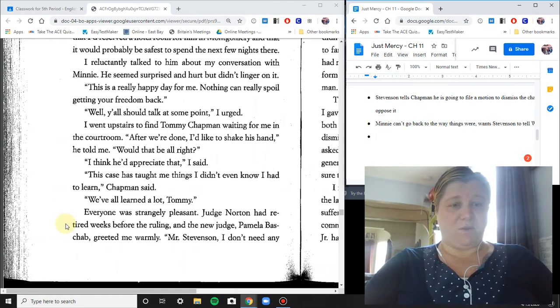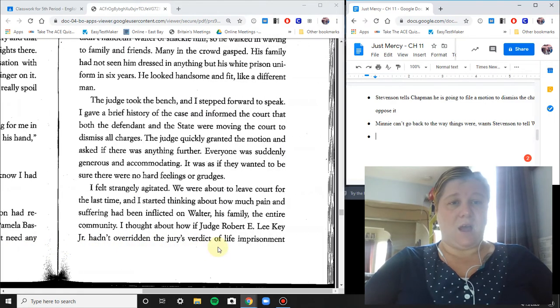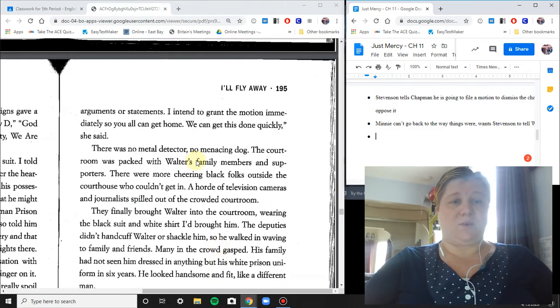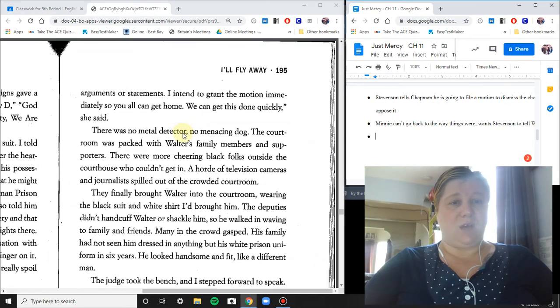Everyone was strangely pleasant. Judge Norton had retired weeks before the ruling, and the new judge, Pamela Bachob, greeted me warmly. "Mr. Stevenson, I don't need any arguments or statements. I intend to grant the motion immediately so y'all can get home. We can get this done quickly," she said. There was no metal detector, no menacing dog.